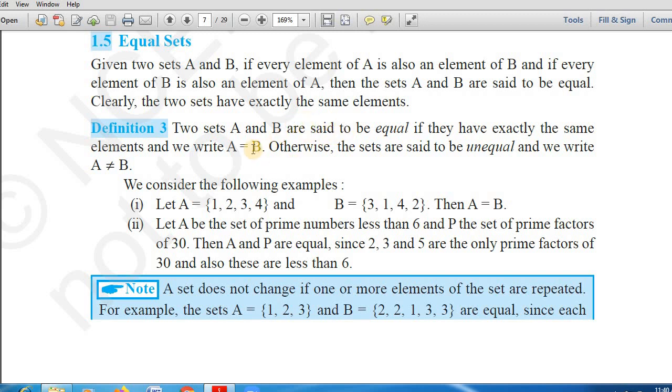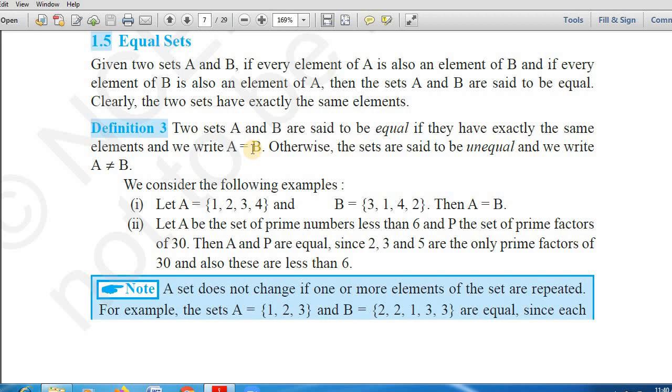Two sets A and B we call equal if they have the same elements. Whichever elements are there in A, exactly the same elements must be there in B, and vice versa.